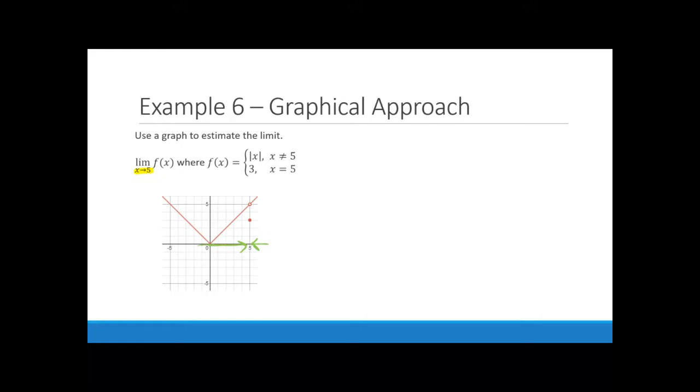So as x is going from the left, my graph is going all the way up, and it's approaching our hole, basically. If I was to write this, the limit as x heads towards 5 from the left, going from left to right, from the negative side of f of x, is going up to 5. There's a hole there, but that's where the graph is heading.